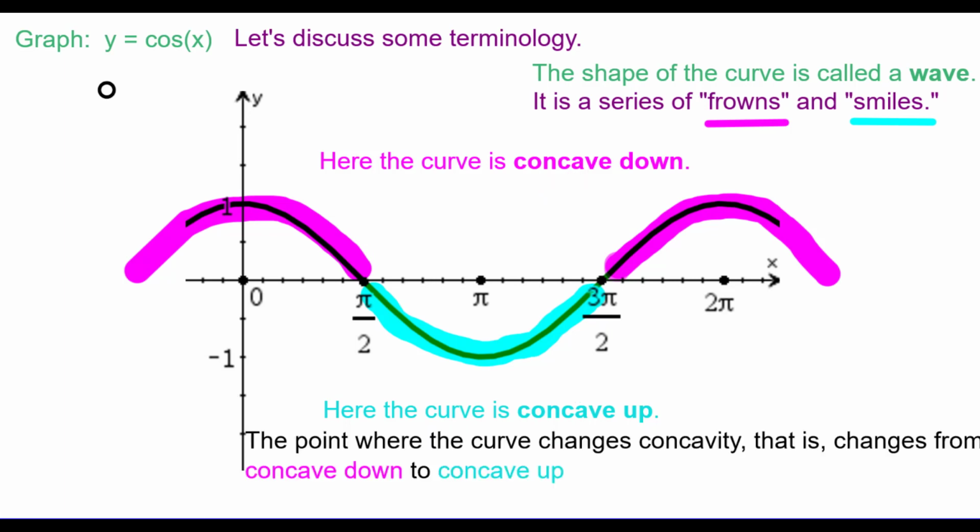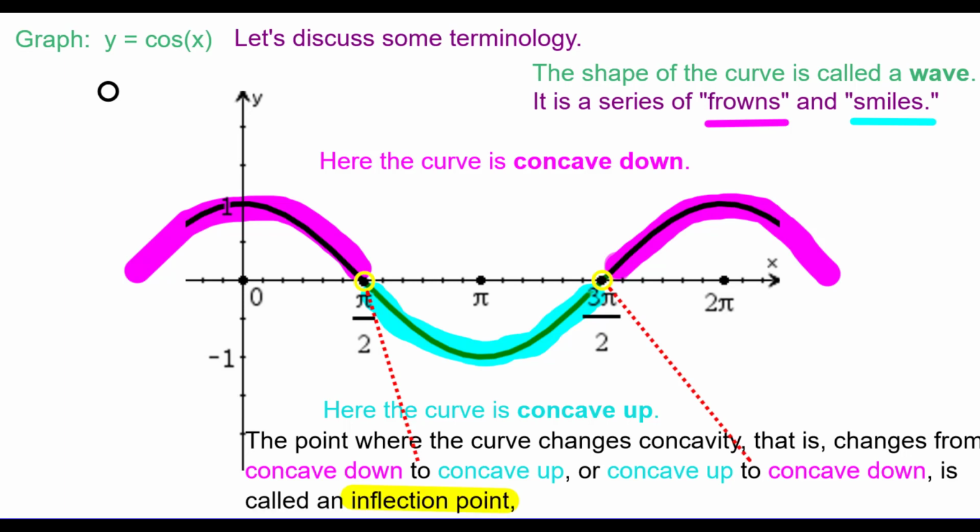Now here's the key thing. The point where the curve changes concavity, that is, changes from concave down to concave up, from a frown to a smile, right there, that key point. Or if we change from concave up to concave down, those points are called points of inflection or inflection points. So this is an inflection point, or it could be called a point of inflection. Very key there, very key.